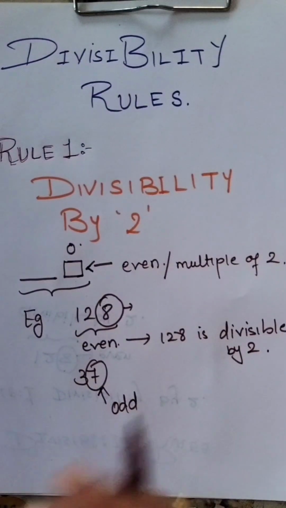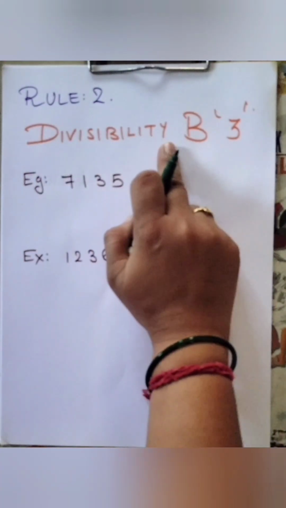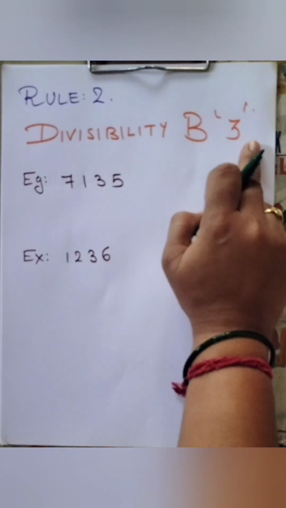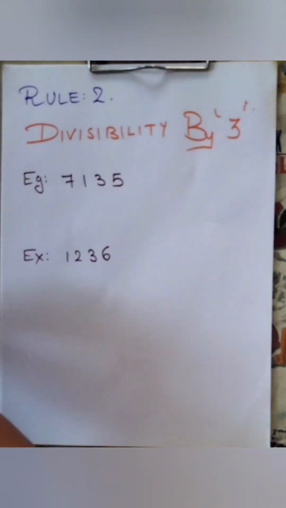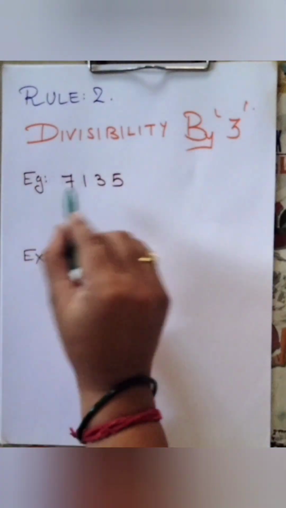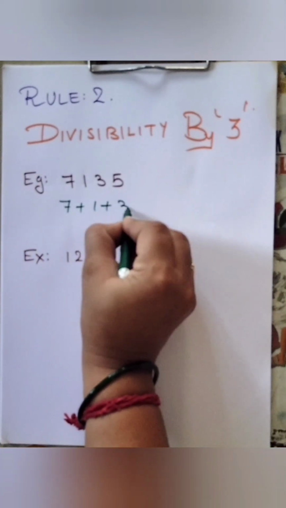Let's move towards the next divisibility rule. The next rule is to check divisibility of any number by 3. Here, first I have to see the number, then I have to add the digits of this number.